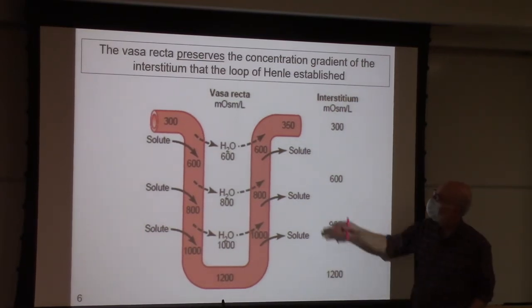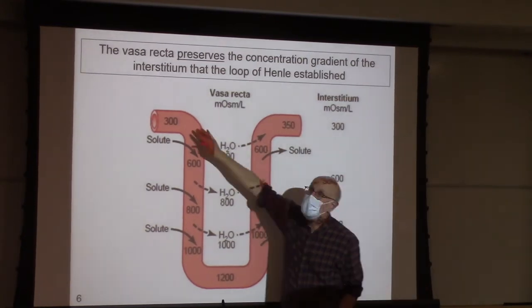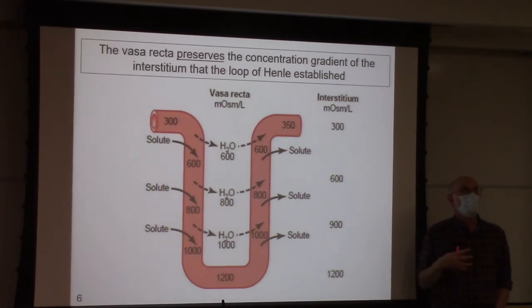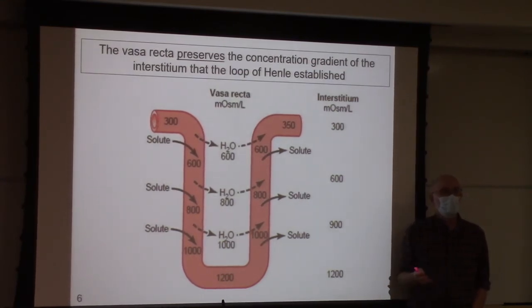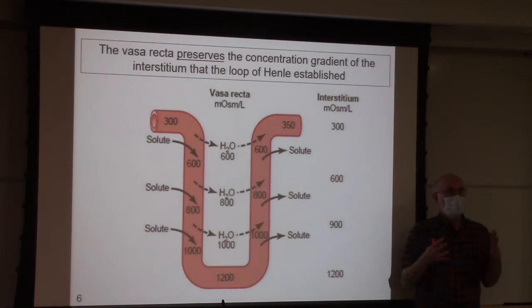Interstitium, blood osmolarity, slightly hypertonic leaving, but not grossly hypertonic leaving. Because the grossly hypertonic leaving fluid would have washed out the gradient that we spent a lot of effort, both evolutionarily and ATP-wise, to build.